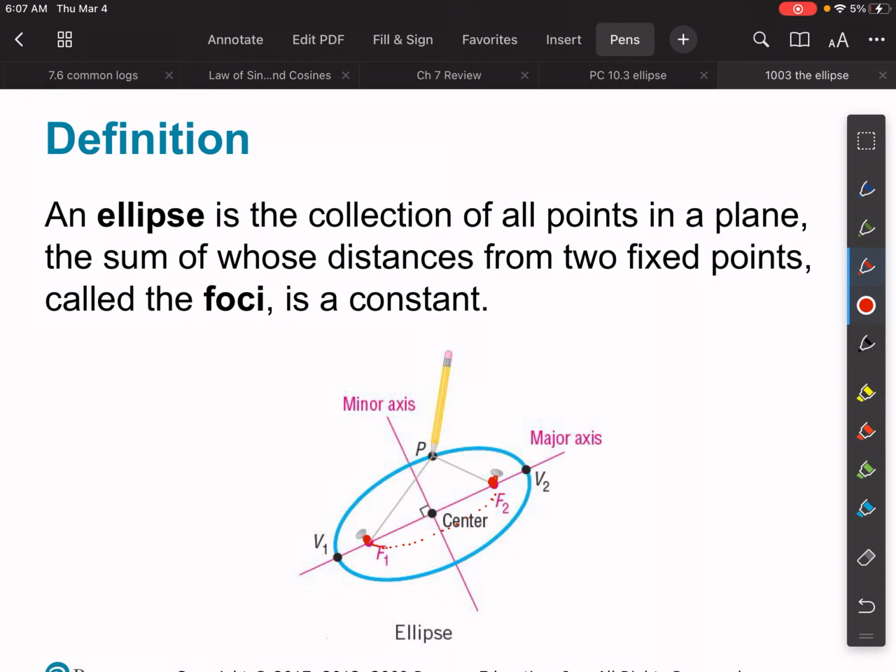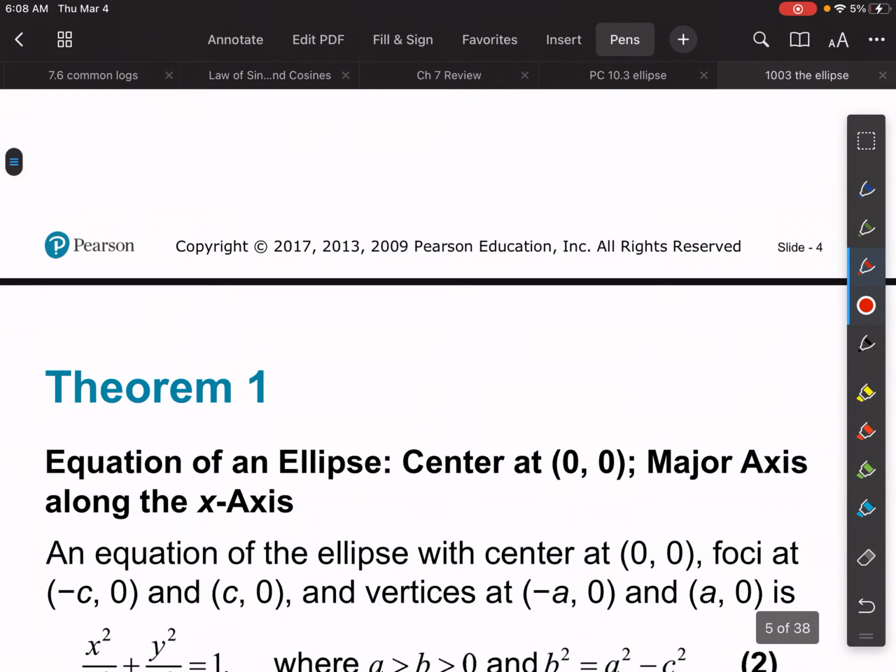The distance anywhere here, they just showed this spot here, P. The distance from here to this tack and here to this tack, that total distance will always be constant, no matter where you are. If you're over here, it's this distance plus this distance, right? So no matter where you are, you can imagine that rope staying tight around those two tacks. It'll stay constant. So since it's constant around these two fixed points and some center, I can create an equation for it. There's a pattern to it. So that's what we're going to do today.